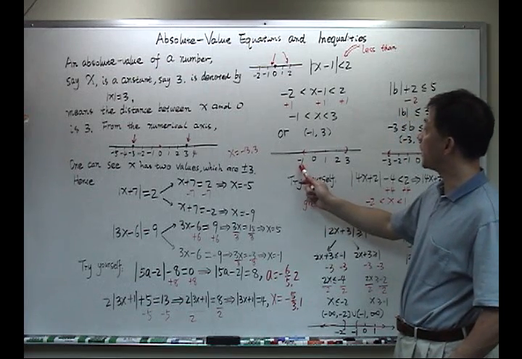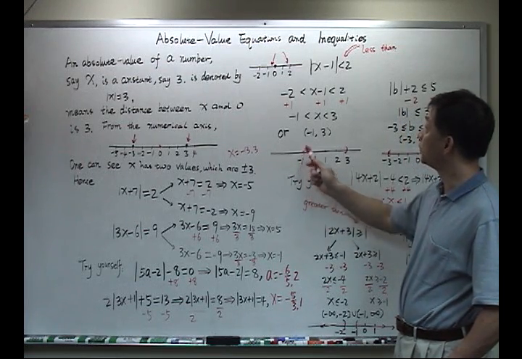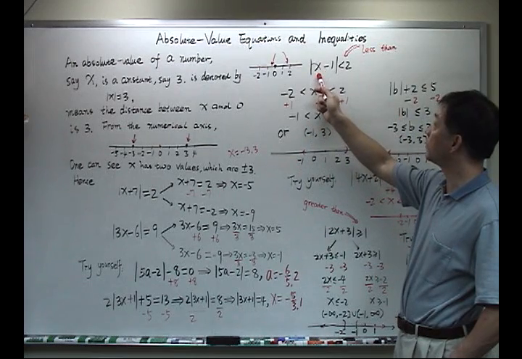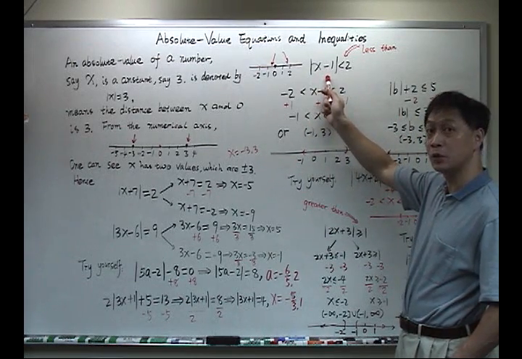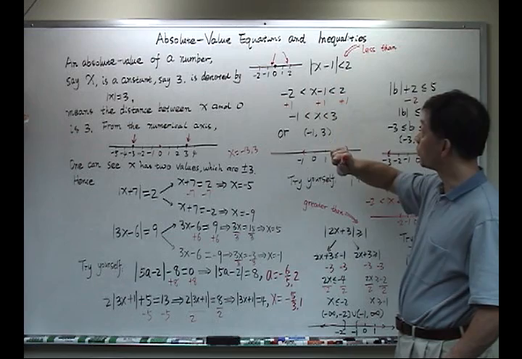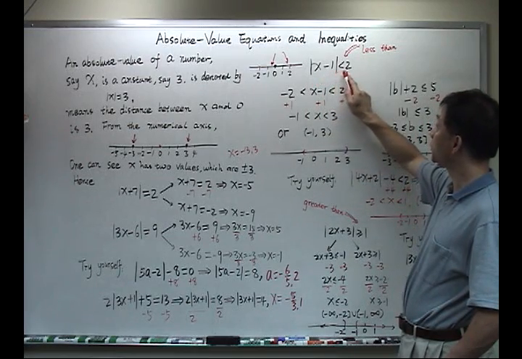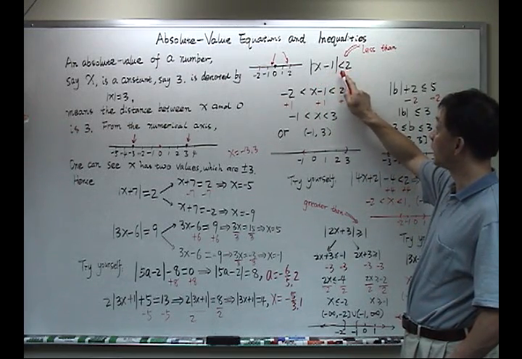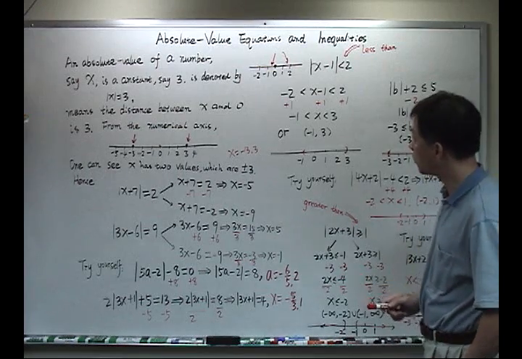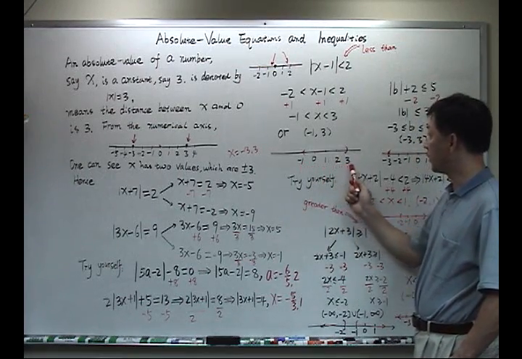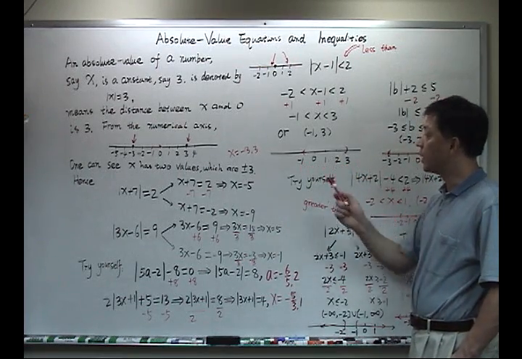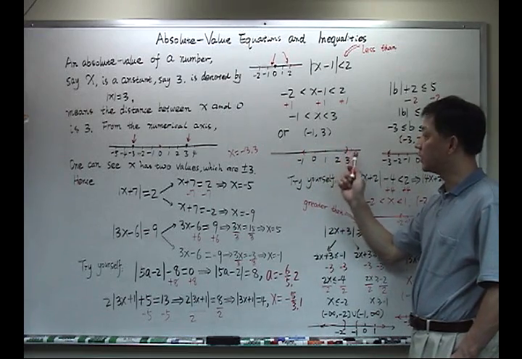So is the case for -1. If you put -1 here, -1 minus 1, you have a -2. With the absolute value, that equals 2 instead of less than 2. So that's why -1 and 3 are not included. We want to use the round bracket.